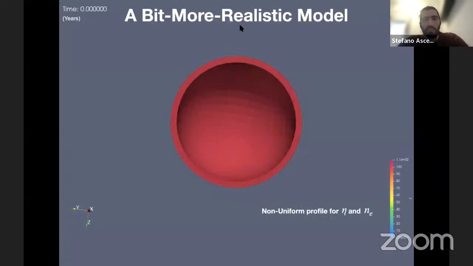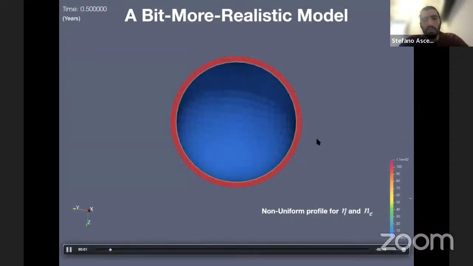Now we do something a bit more realistic using a non-uniform profile for this quantity eta, the magnetic diffusivity, namely, and the electron number density. In particular, the electron number density is increasing going toward the center, and this is what we obtain when we change this profile. We see that the evolution is more isotropic in the thermal diffusion, at least at the beginning.